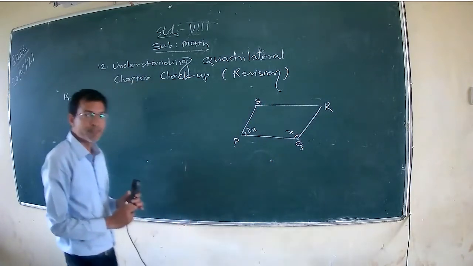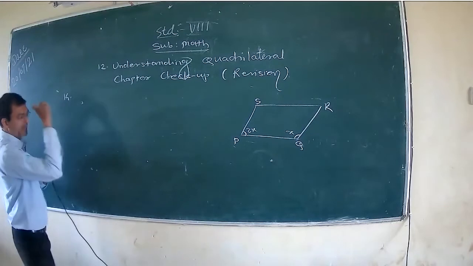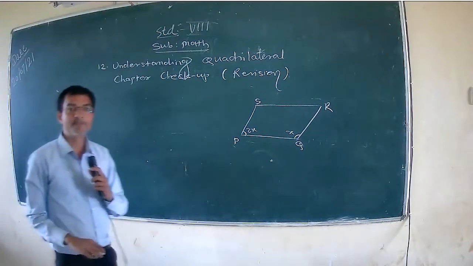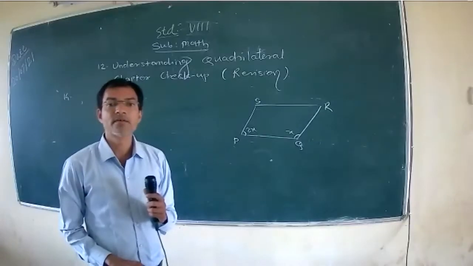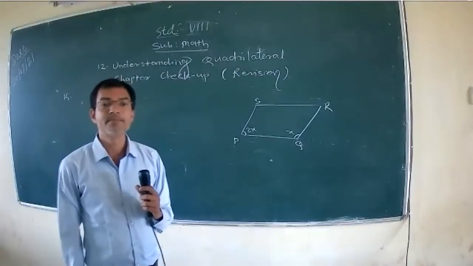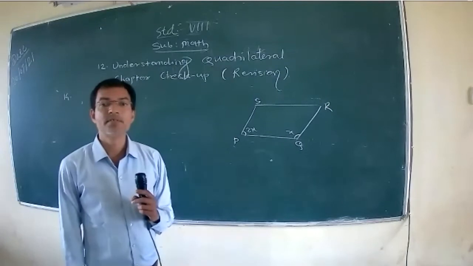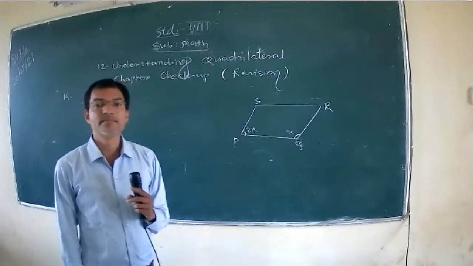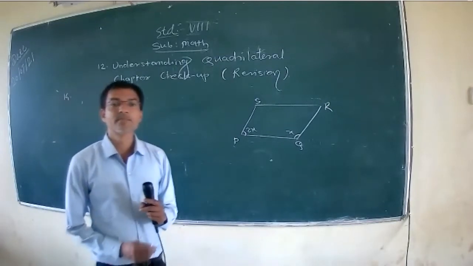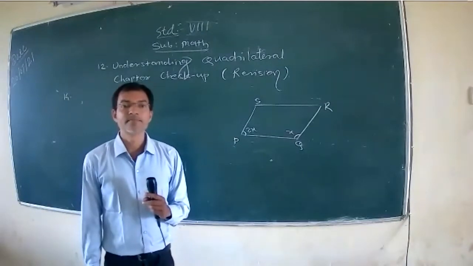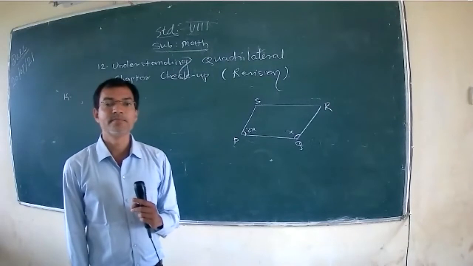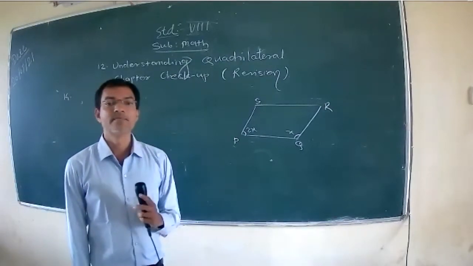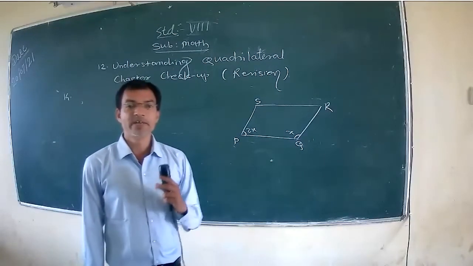Correct. Okay. Sir, orally I can tell it. Yes. Sir, orally angle Q is equal to 60 degrees and angle P is equal to 120 degrees, and angle R is opposite to angle P, so angle R is also 120 degrees, and angle S is 60 degrees because it is opposite to Q. Good. Very good.